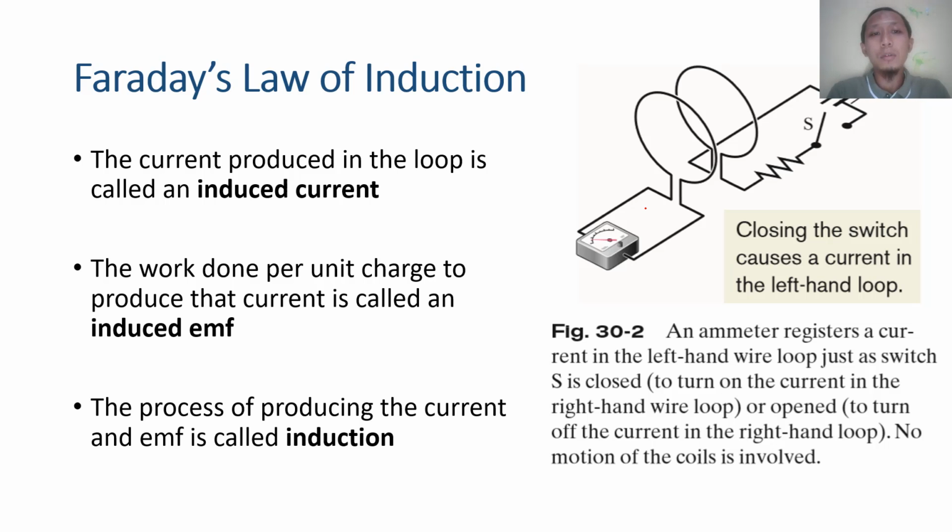The current produced in the loop we call the induced current. The work done per unit charge to produce the current is called the induced EMF. The notation of EMF is like this. The process of producing current and EMF is called induction. So induction is the process of producing current by using a magnetic field.